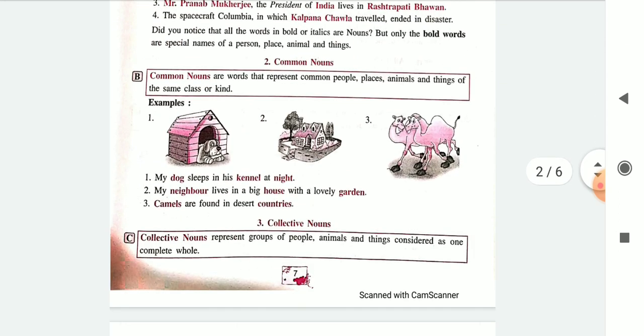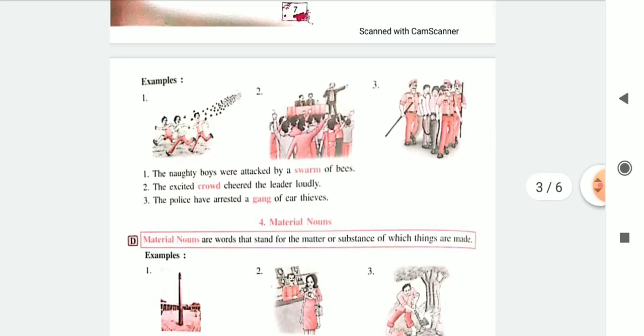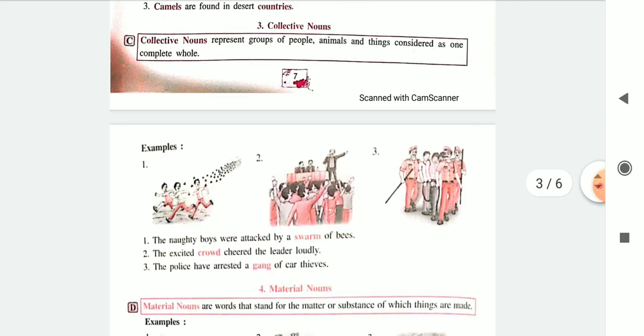So now let us quickly go to the collective nouns. What do we mean by collective nouns? Collective nouns are a collection or a group of person, place, animal and thing, and a name that is given to that group. That is called a collective noun. Like if we say, a mob of people gathered in front of my house. Mob of people.